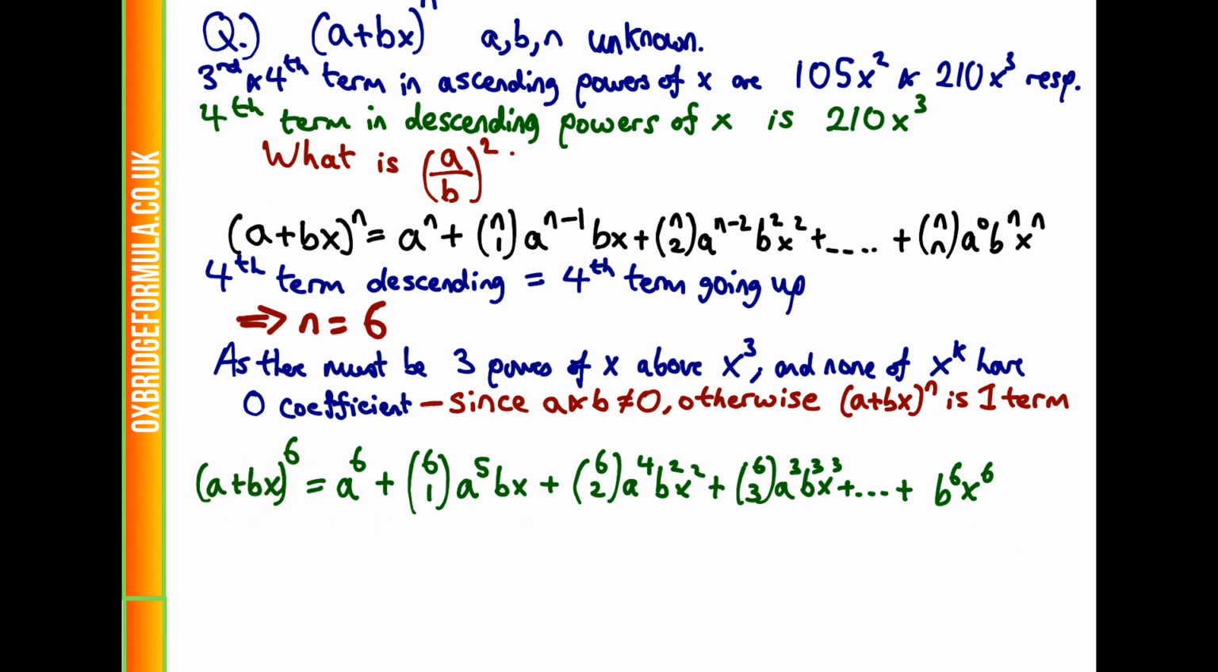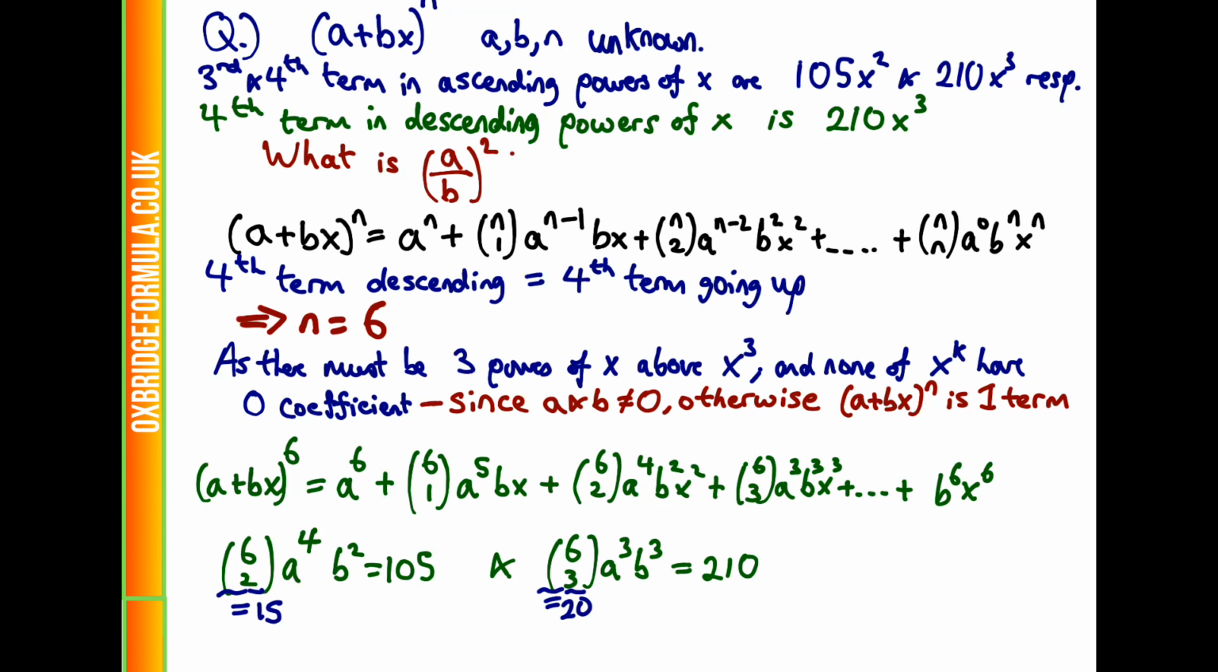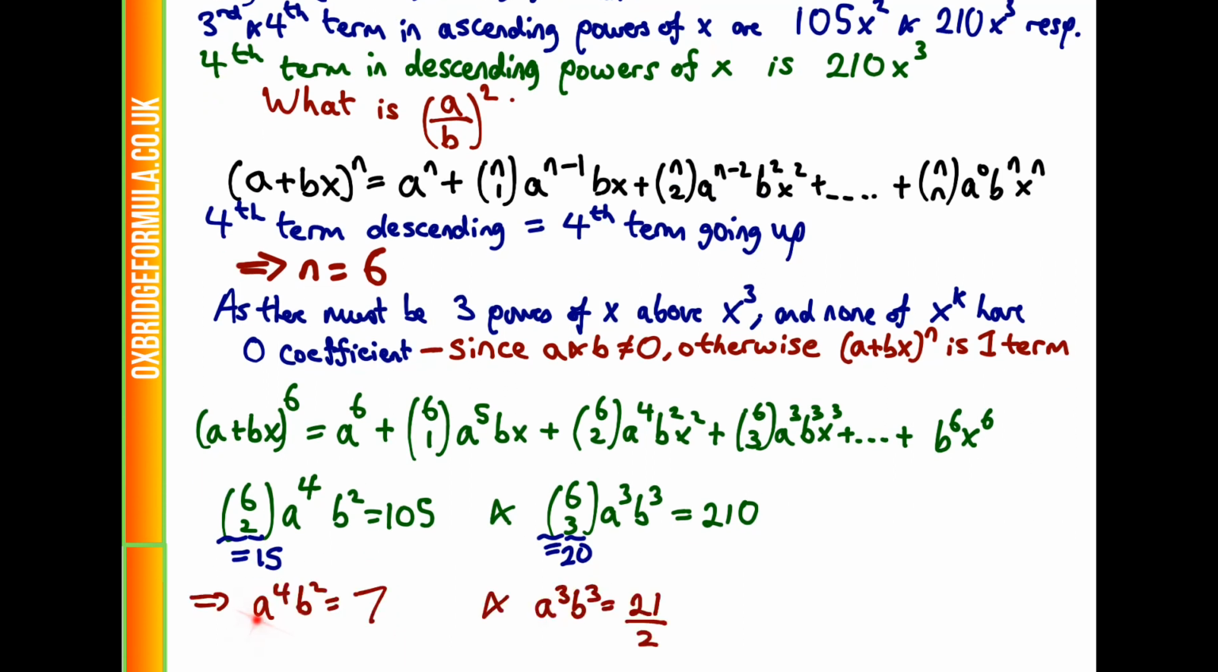Now going back to the two statements, we know the third term is 105x², which is precisely this term here. So we know 6 choose 2 times a⁴b² is 105. I also know the fourth term, which will be this term, is equal to 210. So what is 6 choose 2 and 6 choose 3? Well, they're precisely 15 and 20. So dividing through by 15 and 20 on this side, we get that a⁴b² is 7, and a³b³ is 21/2.